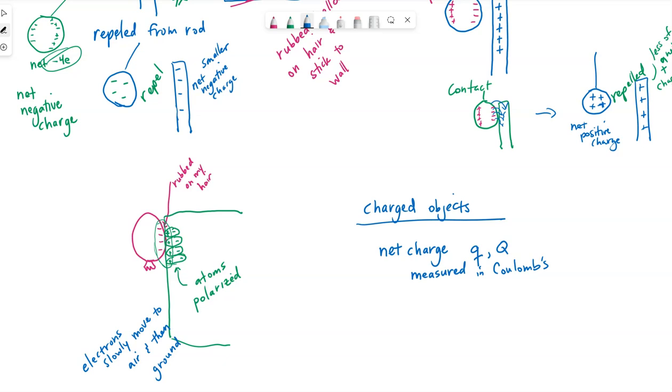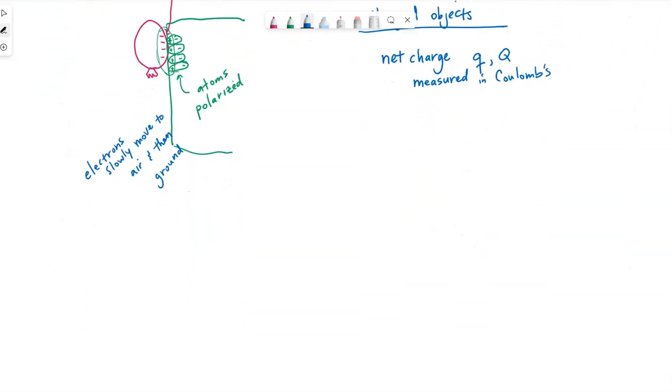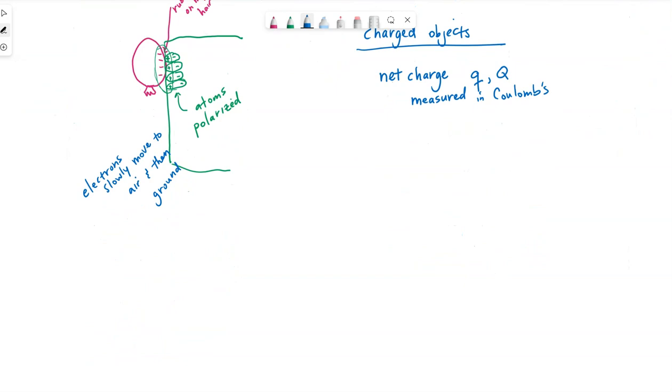Okay, I'm going to post a couple of videos showing conduction and induction because I think that can be helpful as well. Charging by induction, just to give an example, so induction is another way of charging.